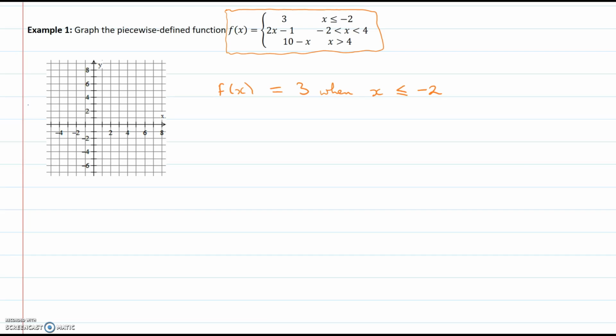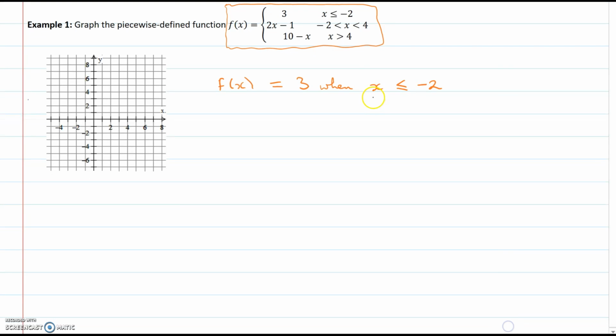That means to the left of or equal to negative 2. So that symbol here means keep to the left of negative 2 on the x-axis. So we're down in this area down here, down left of negative 2.